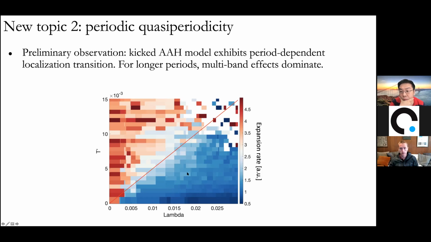And we really are seeing this, and these data are even younger. These are just a few days old, in fact. So this is still preliminary and being worked out, but we do seem to see that if we go to longer periods, we actually break the kicked Aubrey-Andre model and start to access multiband physics, moving beyond a tight binding approximation. That could be thought of as a bug or a feature, depending on your inclination.